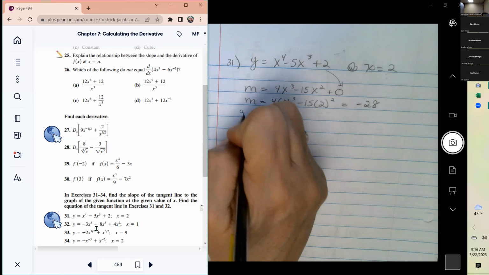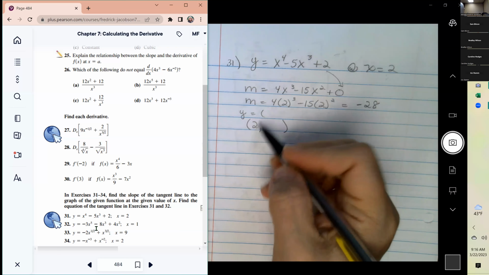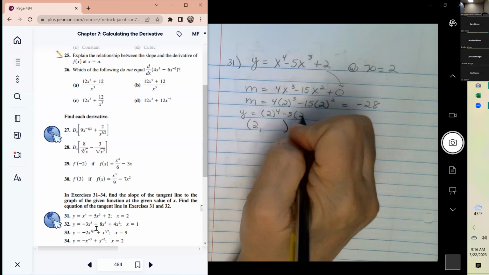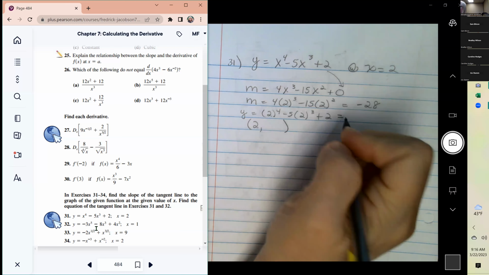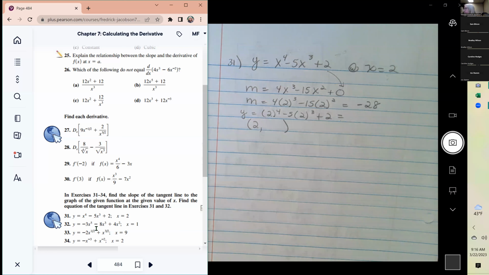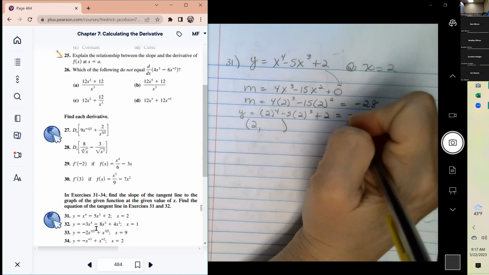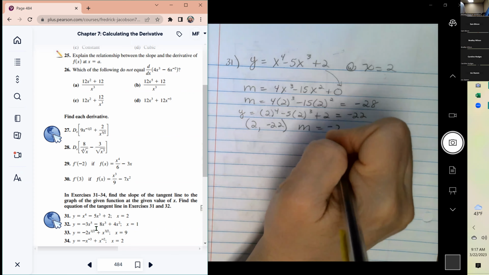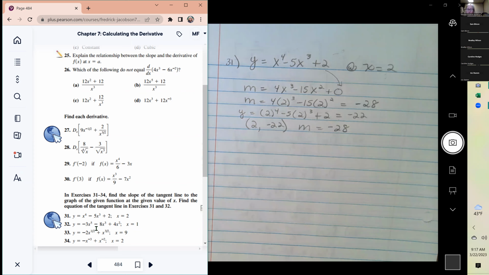We know that y equals, and we're plugging in the 2, so 2 to the 4th minus 5 times 2 cubed plus 2. Minus 5 times 8 plus 2. Now we have a point and a slope. Any questions on that?